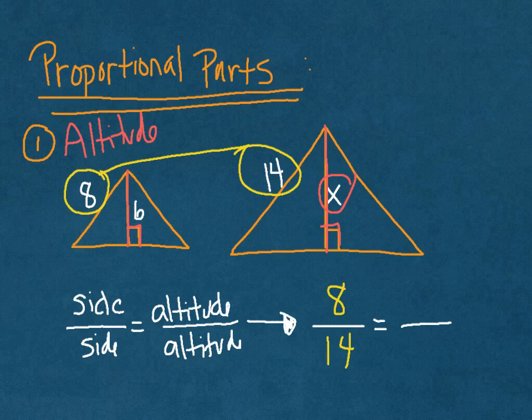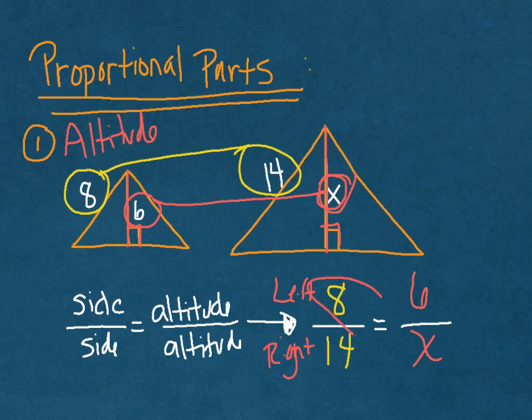Then we can take the two altitudes, which is 6 and x, and we're going to put those also in the same fraction. Just be careful that since we picked to have the left triangle on the top, you keep the numbers from the left also on the top. And the same thing with the right triangle, the 14 and the x came from the right triangle, so keep those together. And then all you have to do is cross multiply to get your answer.